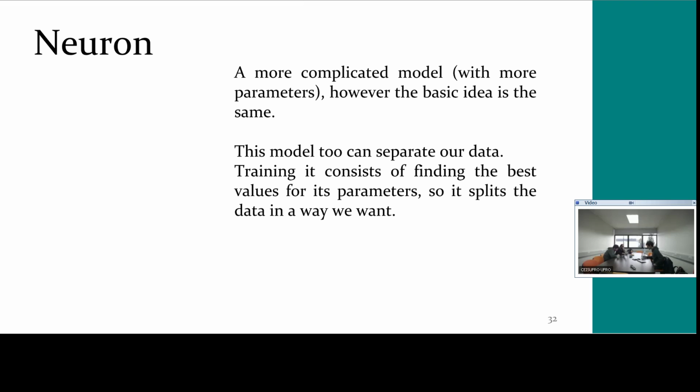Okay, so starting with neuron models. Before we were talking about lines, and the line was the model, and it had some parameters, two in that case, very simple to find good values for them. Here we will have a neuron with many more parameters, and going forward, a neural network which will have many neurons, which will have many parameters. So a lot of parameters in total, and the training will still consist of just finding the best values for the parameters, so that it splits the data the way we want.